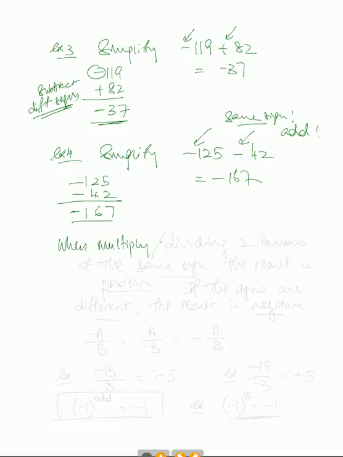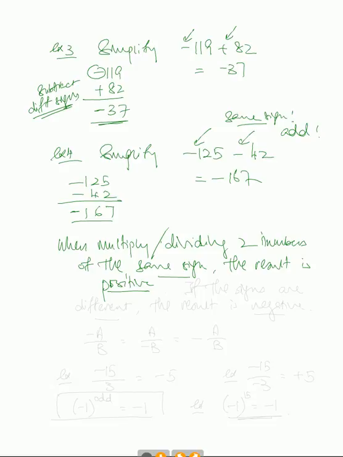When multiplying or dividing two numbers of the same sign, the result is positive. Okay, so if the signs are the same, it's positive, and this is regardless who's the bigger number or who's the smaller number.